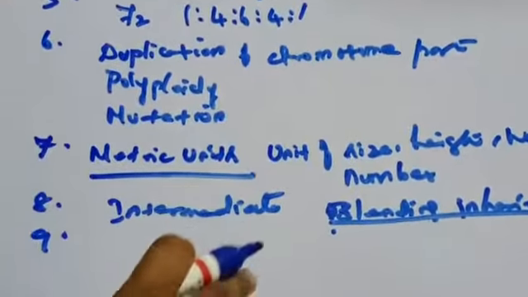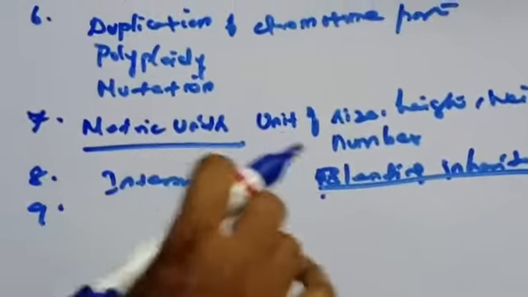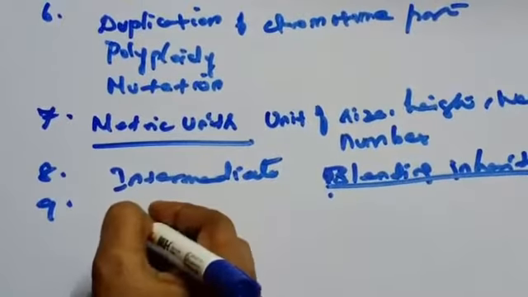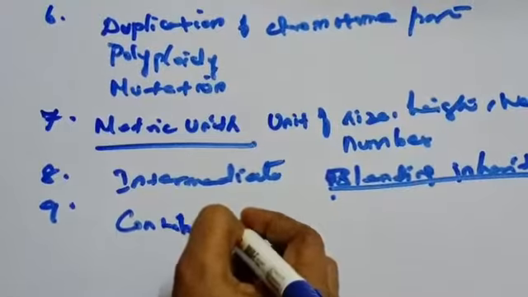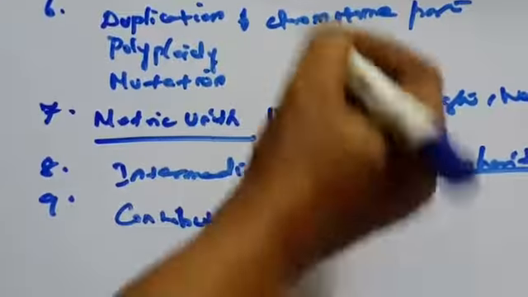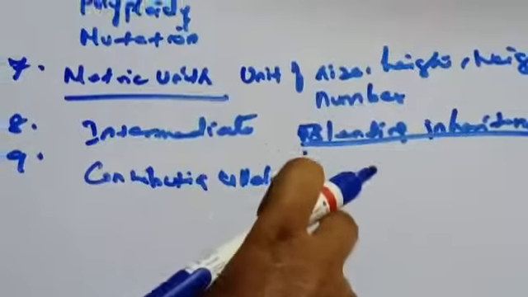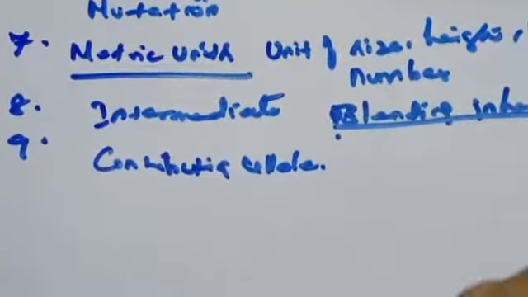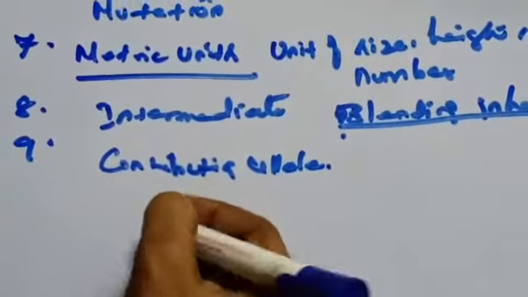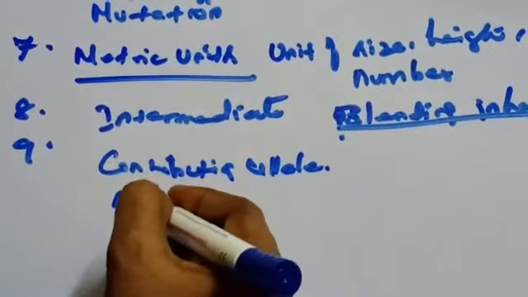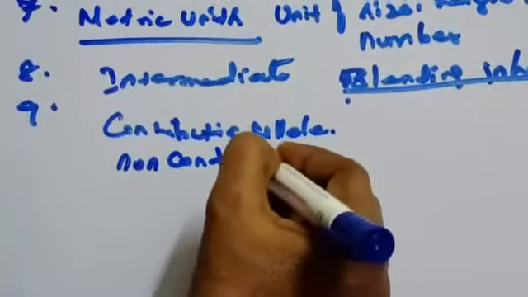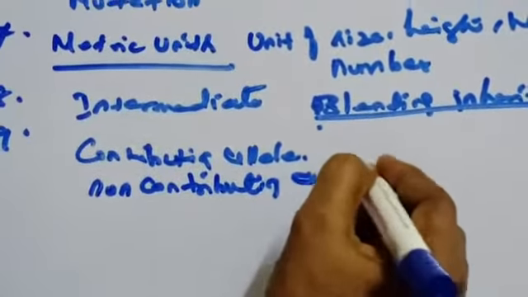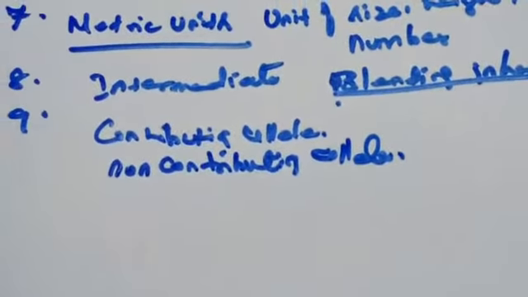The next one, the dominant polygenic alleles which contribute to the expression of the trait are called contributing alleles. They are called what alleles? Contributing alleles. So what is meant by contributing alleles? The dominant polygenic alleles which contribute to the expression of the trait. Whichever gene takes part in expressing a character is called contributing alleles. And the recessive polygene alleles, or recessive genes, are known as non-contributing alleles. So these are the characteristics of quantitative inheritance.